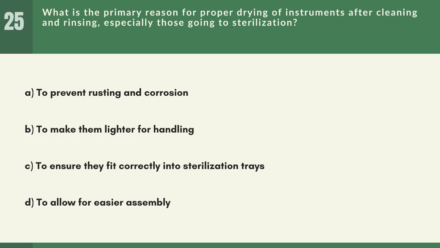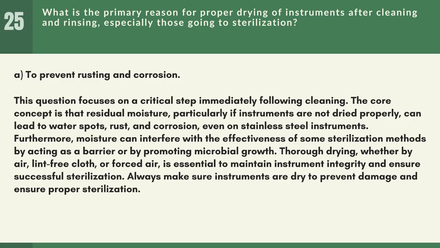Question 25. What is the primary reason for proper drying of instruments after cleaning and rinsing, especially those going to sterilization? A. To prevent rusting and corrosion. B. To make them lighter for handling. C. To ensure they fit correctly into sterilization trays. D. To allow for easier assembly. Answer: A. To prevent rusting and corrosion.